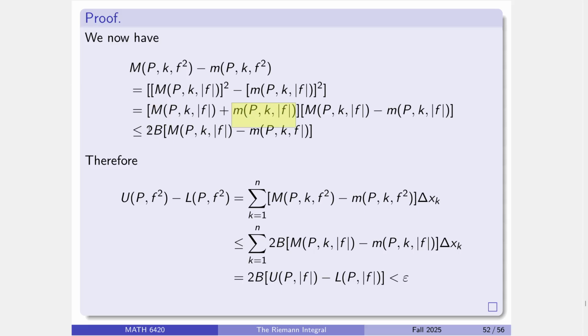That's why we have twice b here, right? Because b is an upper bound for f, so it's bigger than the sup, and also bigger than the inf. That's where the 2b is coming from. All right, sorry about the brain fart that happened right there.